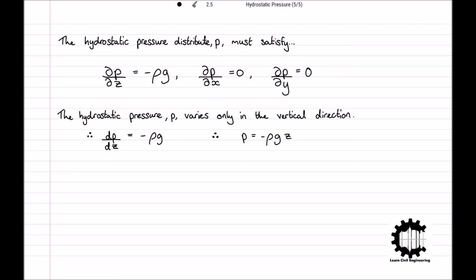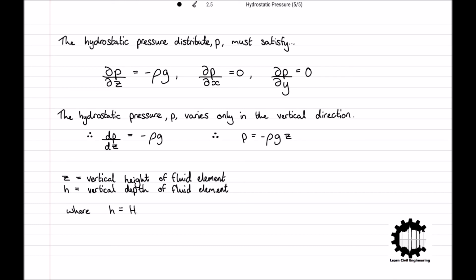Here we have defined pressure in terms of z, the vertical height of the fluid element. But in certain applications, it is more useful to have the pressure written in terms of h, the vertical depth. Note that this is how we defined pressure at the start of this video. That is, h and z are related by h equals h0 minus z, where h0 is an arbitrary reference height. Therefore, the previous equation can be written in terms of h as P equals rho gh.